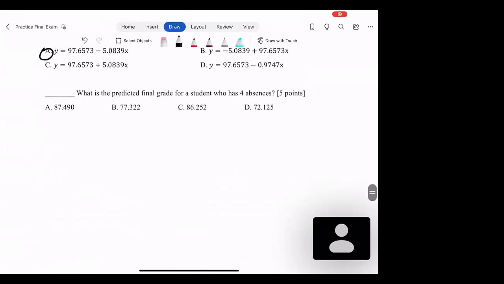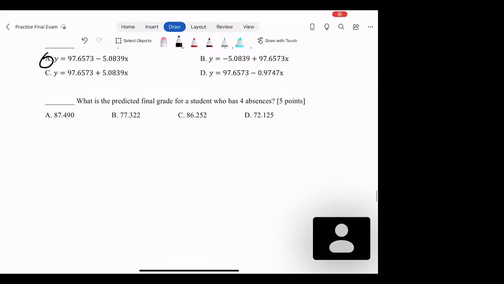What is the predicted final grade for a student with 4 absences? What do you do? Yes, very good. Plug in x is 4, and what do you get? I don't know what the answer is. Don't y'all love my sarcasm today? Reagan, give me the correct answer. What is it?